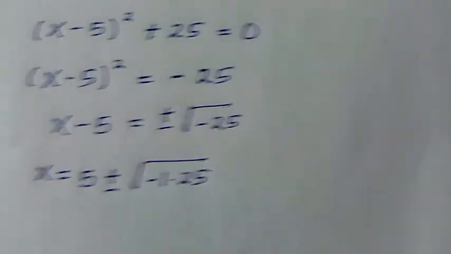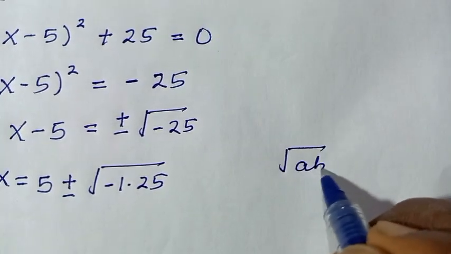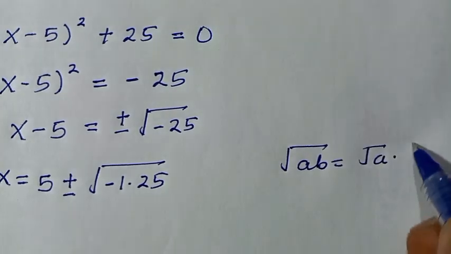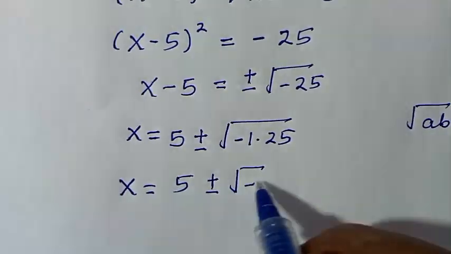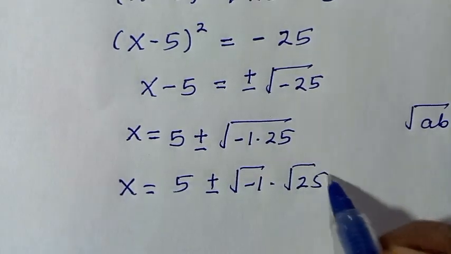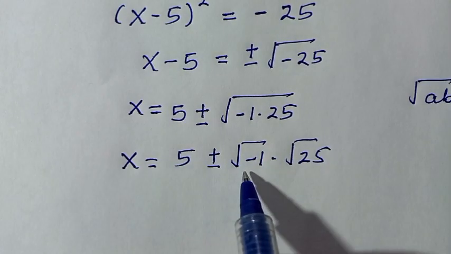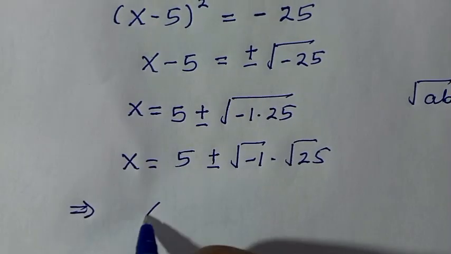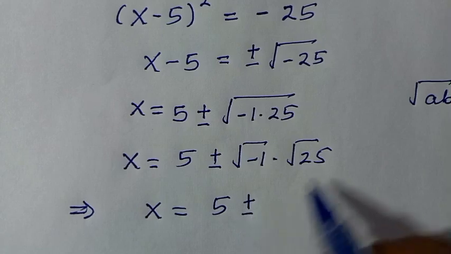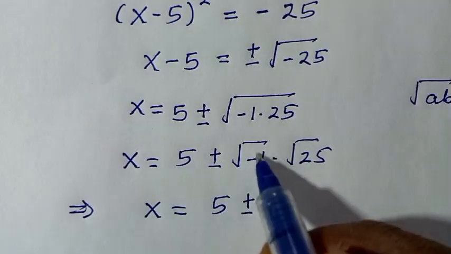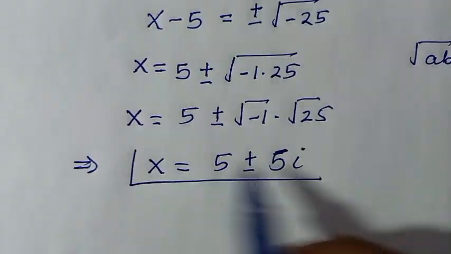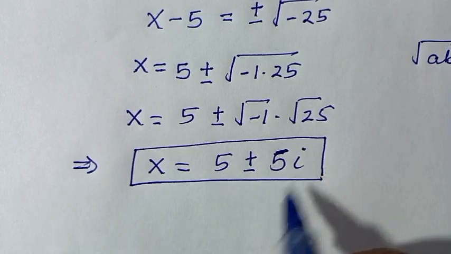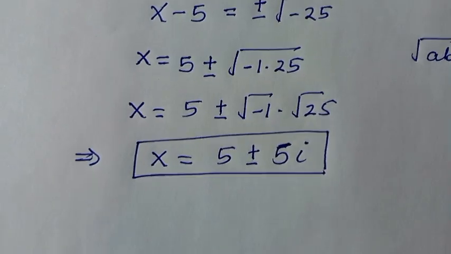We can separate this, as let's say we have square root of ab, we consider this as square root of a multiplied by square root of b. Then x equals 5 plus or minus square root of minus 1 multiplied by square root of 25. But square root of minus 1 is given as i, so x equals 5 plus or minus square root of 25, which is 5, and square root of minus 1, that is i. So we have two values of x here, which are 5 plus 5i and 5 minus 5i.